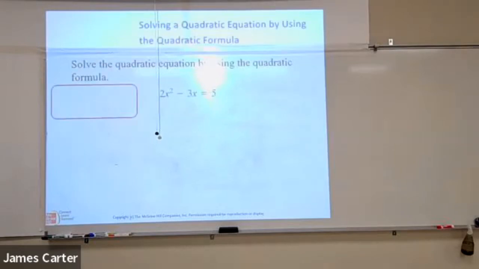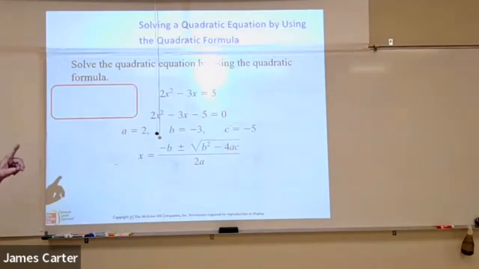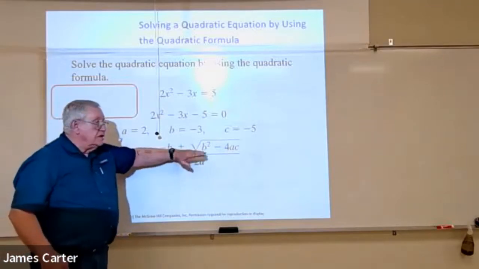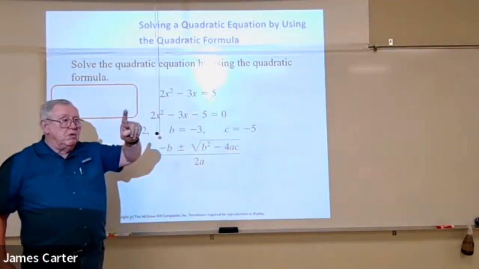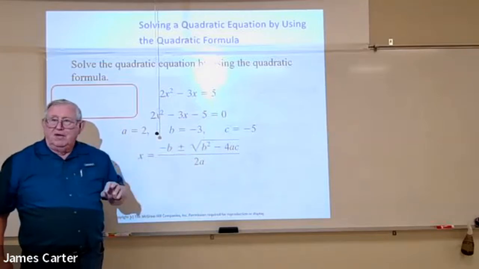Now, if we've got this problem, we've got to get that 5 on the other side, so this thing's in standard form. So that's in standard form. 2 is A, negative 3 is B, negative 5 is C. Here's the formula. As you are working these kinds of problems, I want you to write down this formula just like this every time. That's worth 1 point by itself, if that's the proper way to solve the problem.